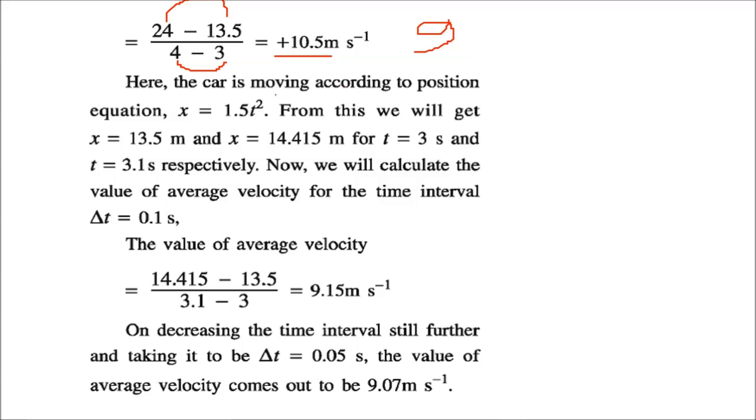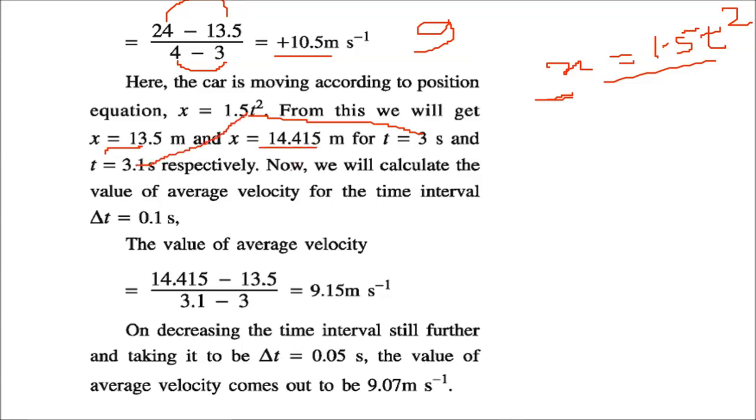So the car is moving according to the position. We assume that the position is given by 1.5 t square. Just assume this. Now, if this is the case, x equal to 13.5 at t equal to 3, and if you put t equal to 3.1 here, you get x equal to 14.415. Now let us calculate with this equation. We have taken the time interval as 0.1 second, 3 second and 3.1. So this interval 3.1 minus 3 is 0.1.